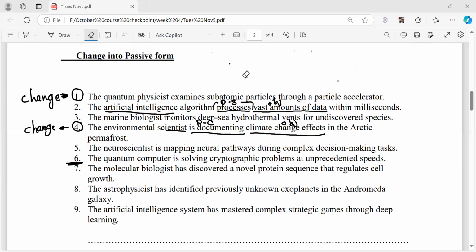Number one is incorrect. The sentence is present simple. So follow the rule of present simple.